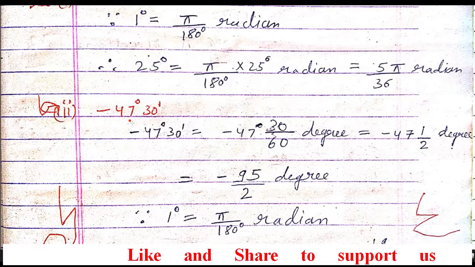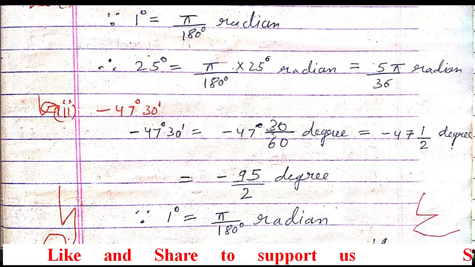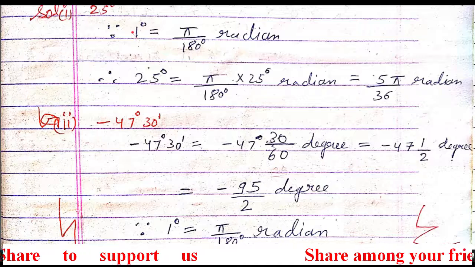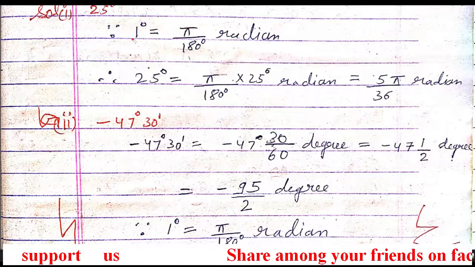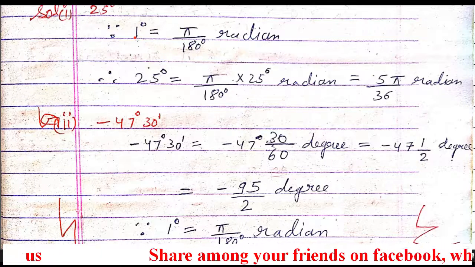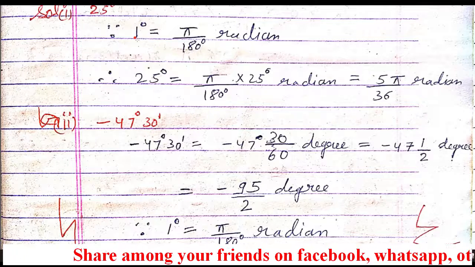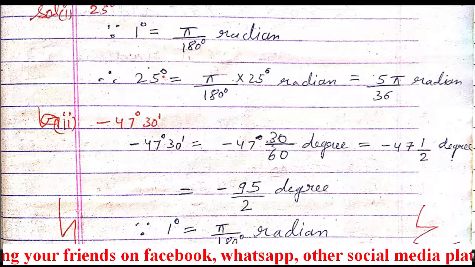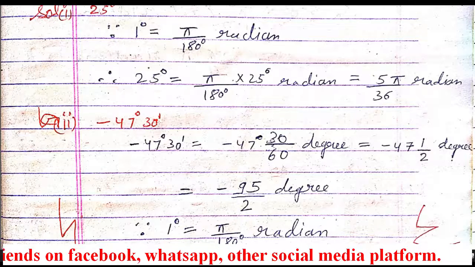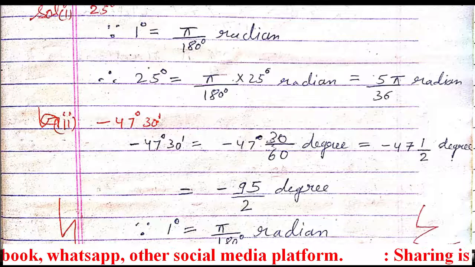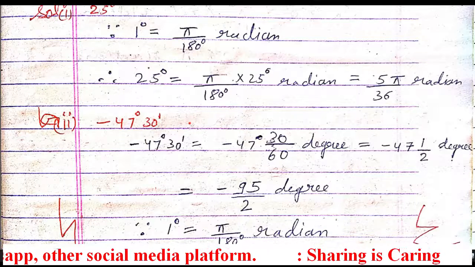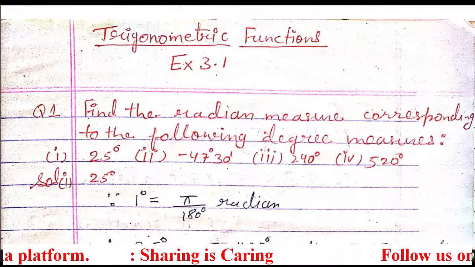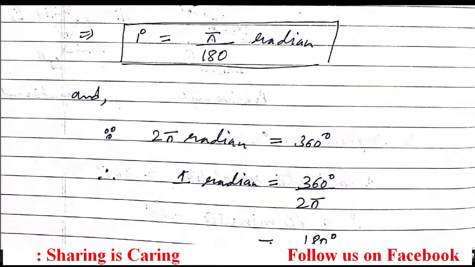Here we have to convert minus 47 degrees and 30 minutes. Since in the formula we have only 1 degree, there is no minute and no second, the complete angle should be in only degrees, not in minutes and not in seconds. And if minutes and seconds are appearing, then you have to convert them into degrees. So how can we convert? We can convert it by the formula. Let me move back.